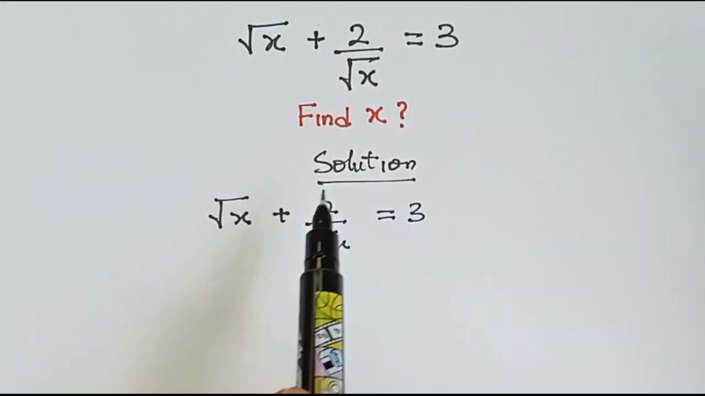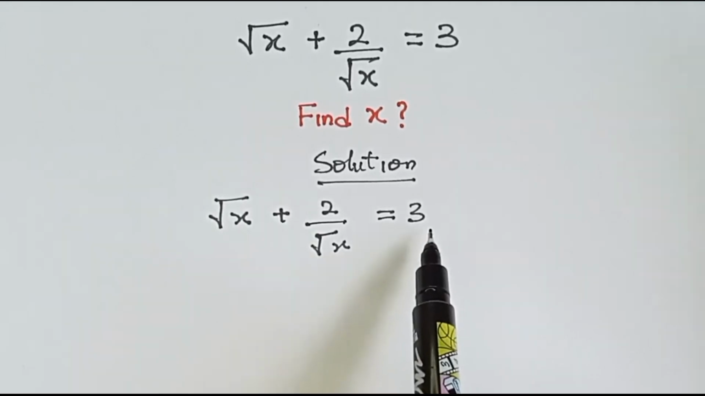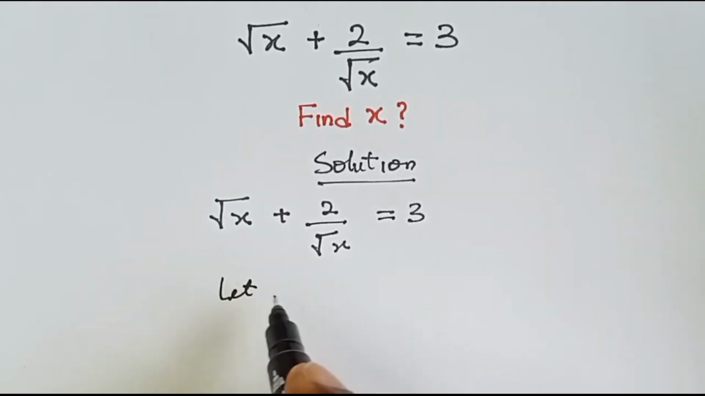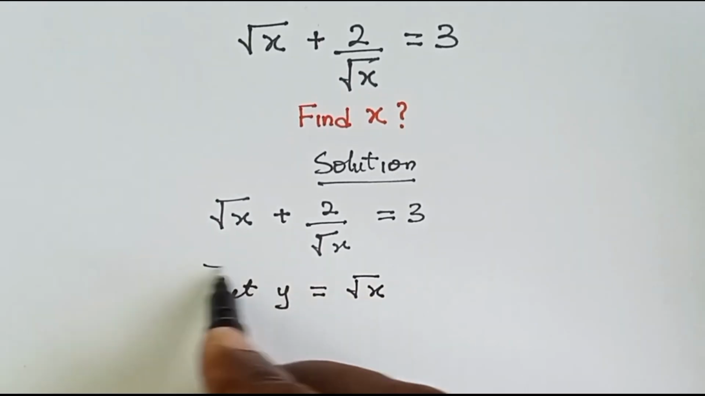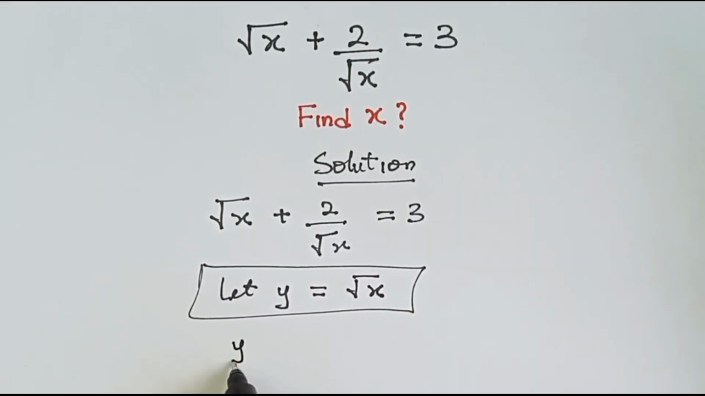In this video, we want to solve this radical equation. We have square root of x plus 2 over square root of x equals 3. So the first thing we do is we say let y equal square root of x. It means anywhere we see square root of x, we put y. So for this we have y plus 2 over y equals 3.